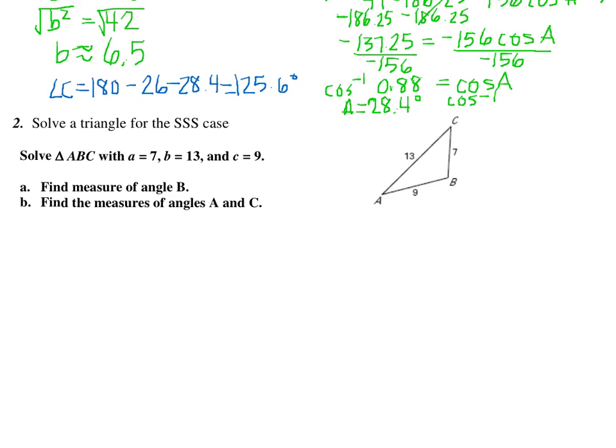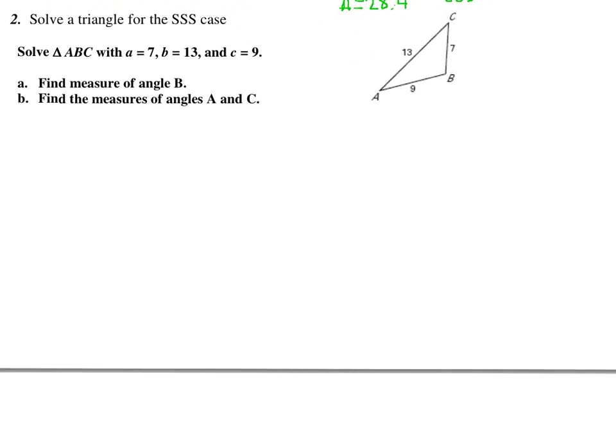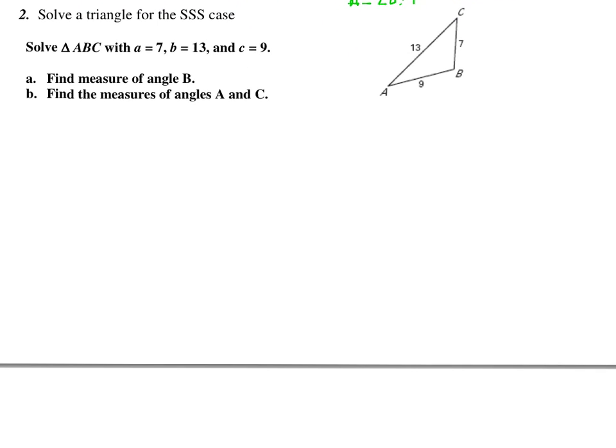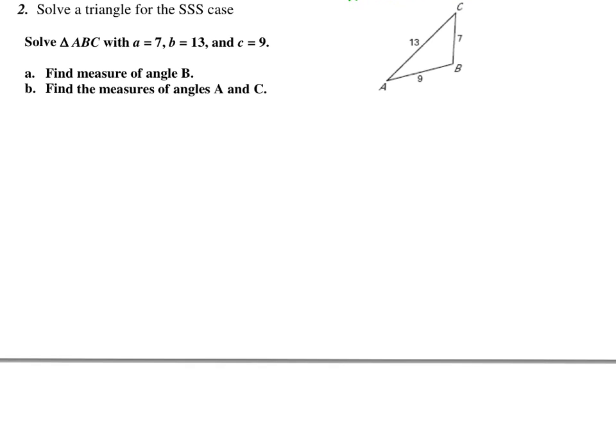So now we're going to solve when we know 3 sides. So we know all 3 sides. We have to find our angles. So we're going to have to use our law of cosines twice to find our 2 different angles. And then we can just find the third one by subtracting from 180. So let's start by finding angle B first.